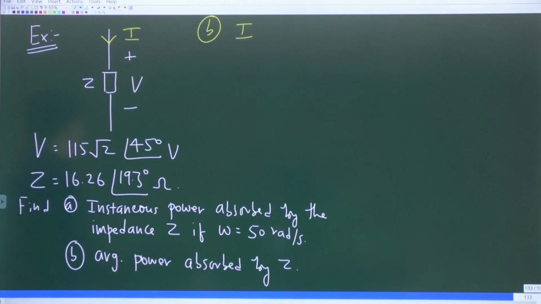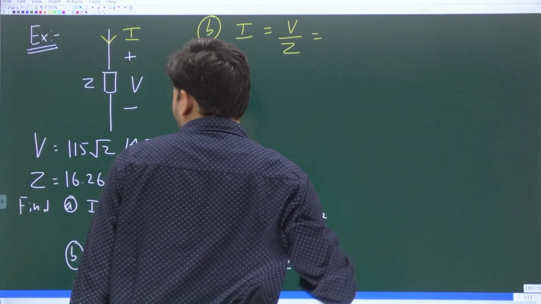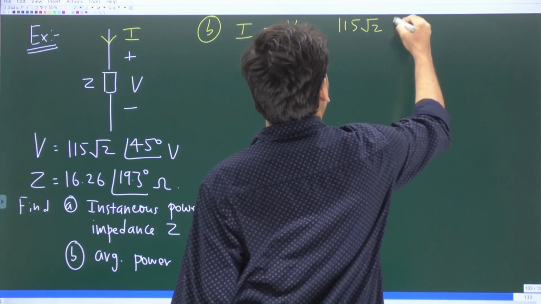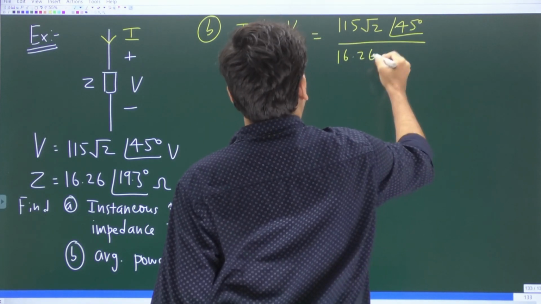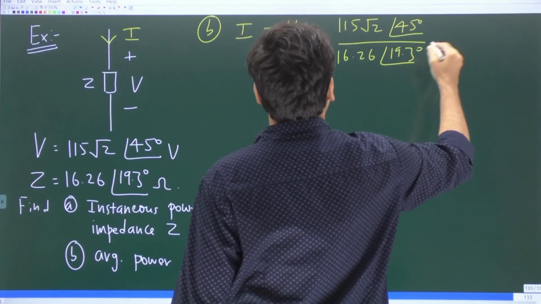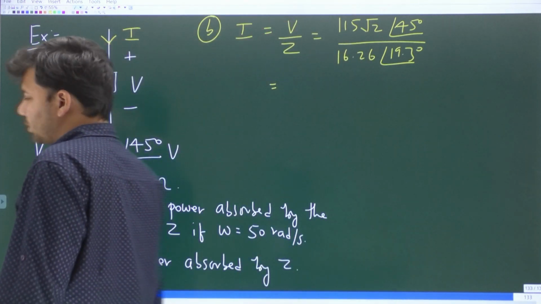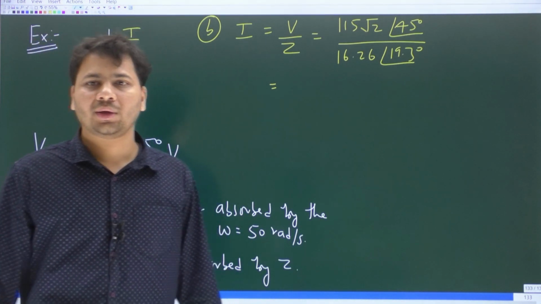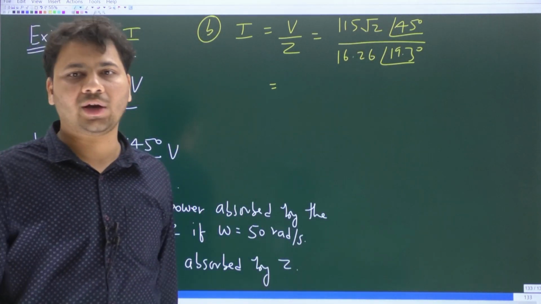Given the phasor voltage and the impedance itself, can't we find the phasor current flowing through the impedance, denoted by capital I, which should be equal to V by Z? So what is V? 115 root 2 at an angle 45 degrees divided by 16.26 at an angle 19.3 degrees. Someone please tell me what is 115 root 2 divided by 16.26, and also the angle. The angle is very straightforward: you just take the difference between the numerator angle and the denominator angle.